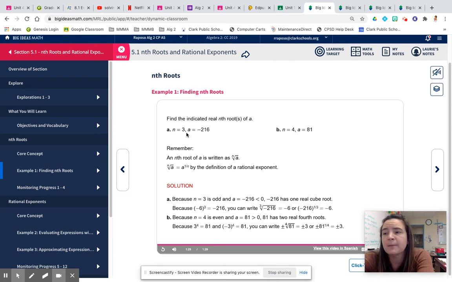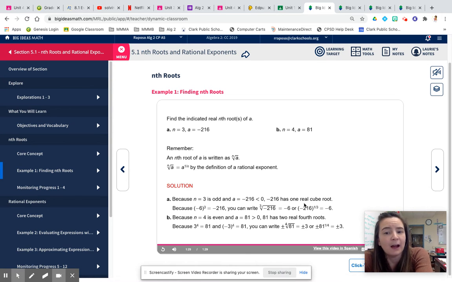If I multiply something by itself 3 times in this case, if I do 2 times 2 times 2, I can have a positive number. Let's say I did negative 2 times negative 2 times negative 2. I'm going to get negative 8. I can get a negative answer. So in these problems, I don't have to worry about it. If we have an odd root, I can get either a positive or negative answer, whatever it comes out to be.